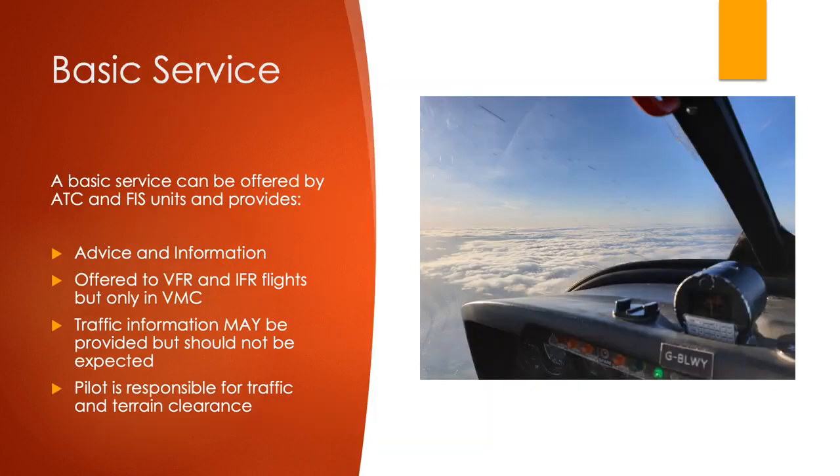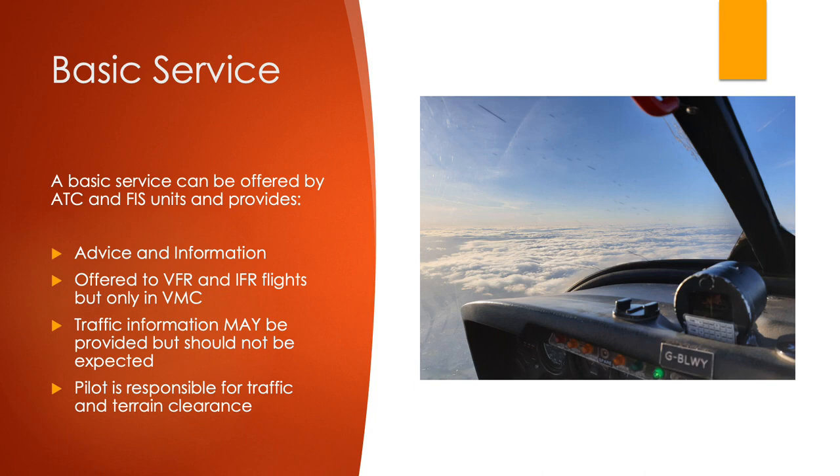So we're going to go into a little bit more detail now about each of those services and what they can provide. The first one was a basic service. This could be offered by nearly all ATS units, air traffic services, and this is what they can offer us. Advice and information, like regional pressure settings, the wind where they are, anything to be aware of like NOTAMs or something like that. And it can be offered to both VFR and IFR traffic, but only in VMC, visual meteorological conditions.